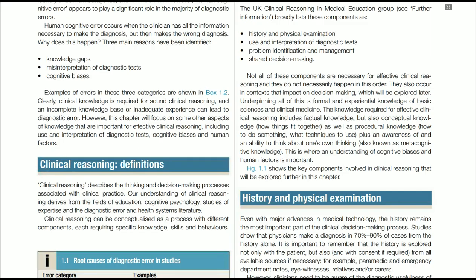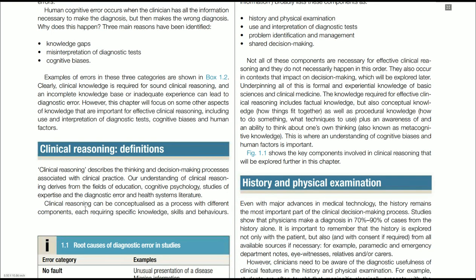Clinical reasoning definitions. Clinical reasoning describes the thinking and decision making processes associated with clinical practice. Our understanding of clinical reasoning derives from the fields of education, cognitive psychology, studies of expertise, and the diagnostic error and health system literature. Clinical reasoning can be conceptualized as a process with different components, each requiring specific knowledge, skills, and behaviors.